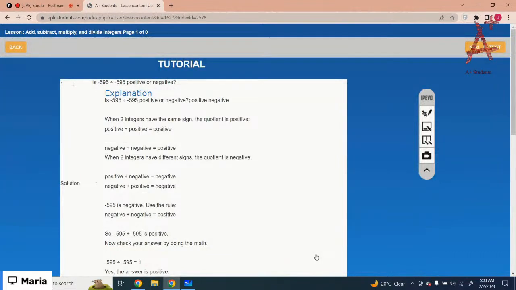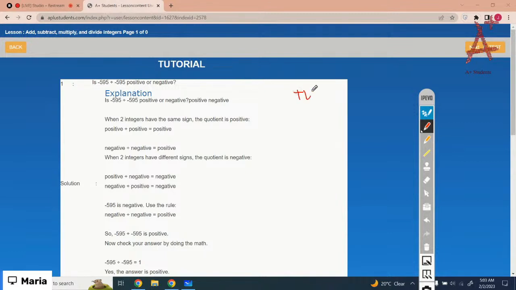Is negative 595 divided by negative 595 positive or negative? So you are dividing a negative number by a negative number. Both the numbers are negative. Got it? So when you are dividing two negative numbers, the answer must be positive.